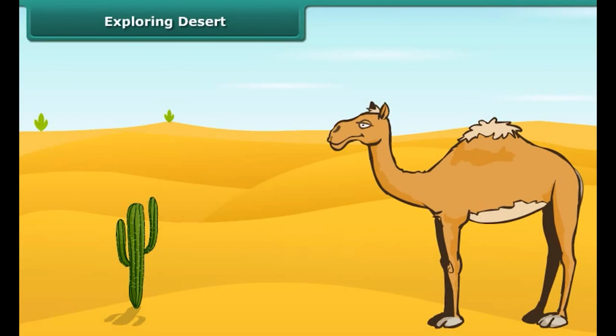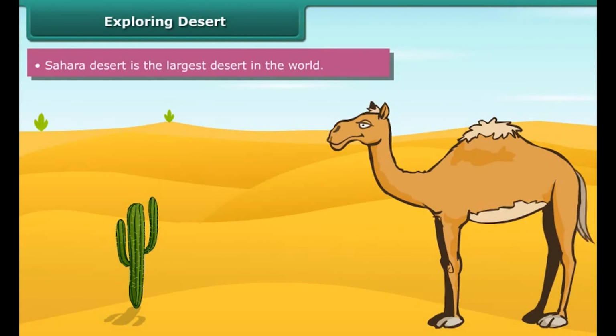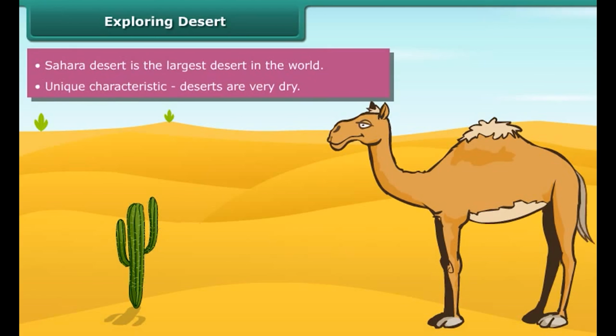Students, did you know that the Sahara Desert is the largest desert in the world? It is located in Africa. Deserts have a unique characteristic of being dry. They are hot and dry due to a high rate of evaporation and limited rainfall. Plants and animals living in deserts have modified features to survive in such extreme conditions.